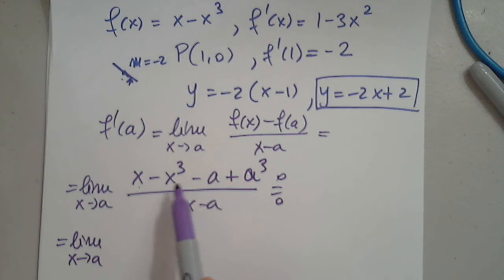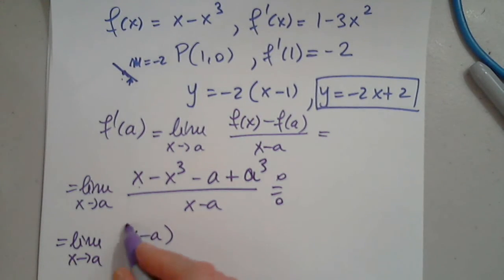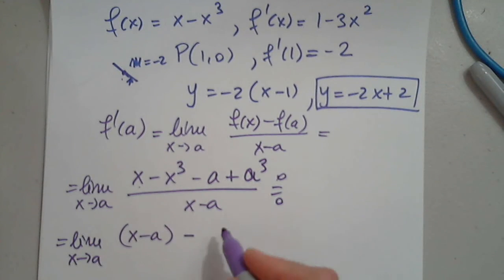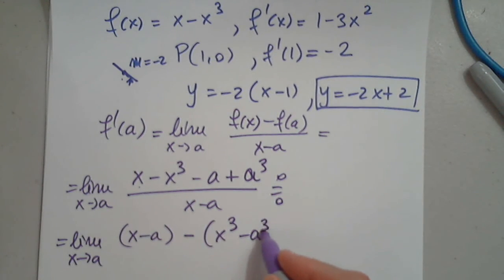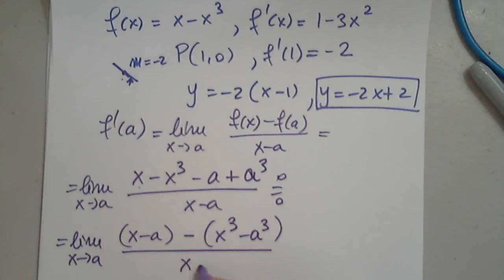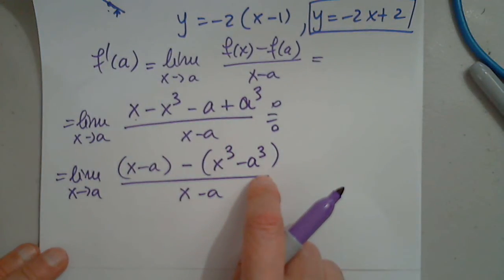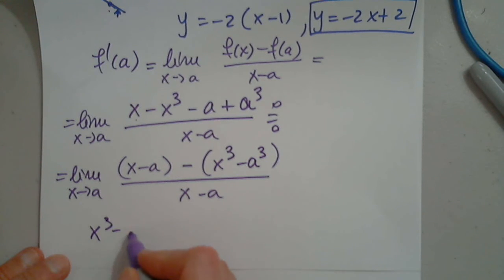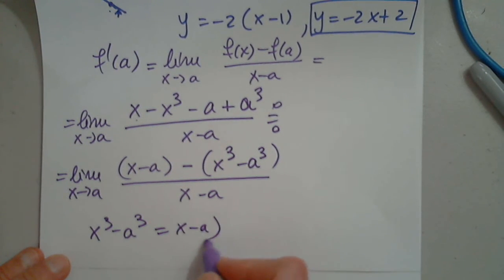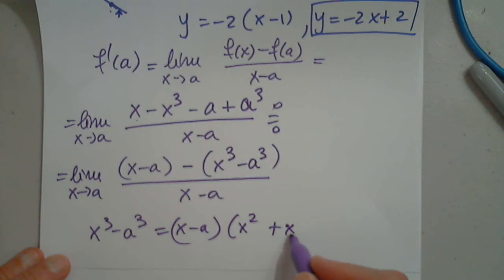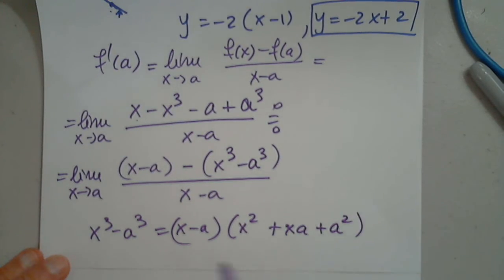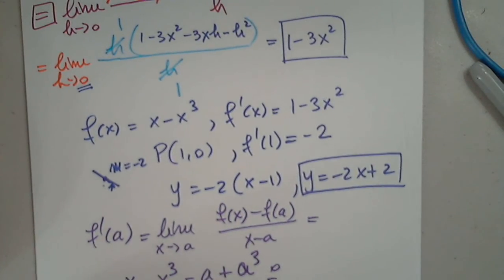So I will group these two, x minus a separate, and these two separate, x to the third minus a to the third, divided by x minus a. But if you don't remember how to factor x cubed minus a cubed into x minus a, x squared plus xa plus a squared, then you're not going to be able to continue.